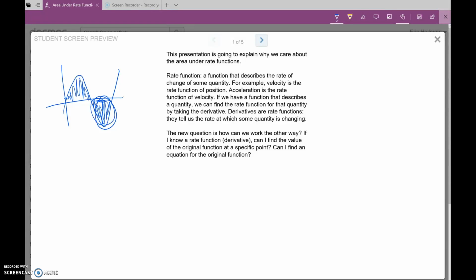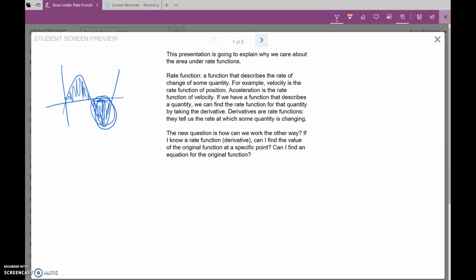Derivatives are rate functions. We have actually gotten pretty good at this. If you give me a function, I can find its rate function by taking the derivative. Derivatives tell us the rate of change of the original function. So what we're going to start looking at is whether there is some way to go the other way. If we're given a function that tells us the level of some quantity, we're very good at finding the rate function. Now we're going to start asking: if I know the rate function, can I reconstruct or know things about the original function?